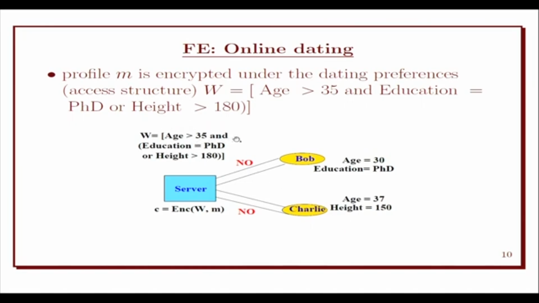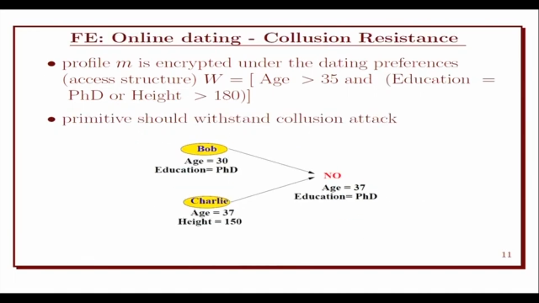Okay. Now, suppose we have a message for which the age is greater than 35, and this is the circuit, and education is PhD or height is greater than this. Now, suppose Bob has age 30 and education PhD. Here we need age greater than 35 and this is AND. So, Bob cannot. If we apply eval using Bob's credential, it will be no. Similarly for Charlie, because Charlie's age is more, although the height is also not.